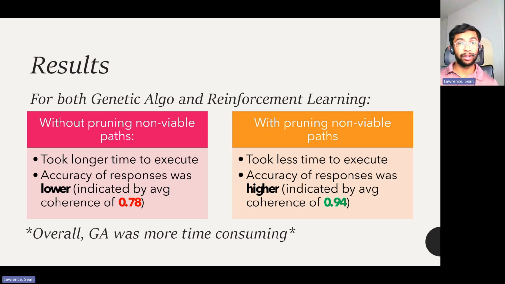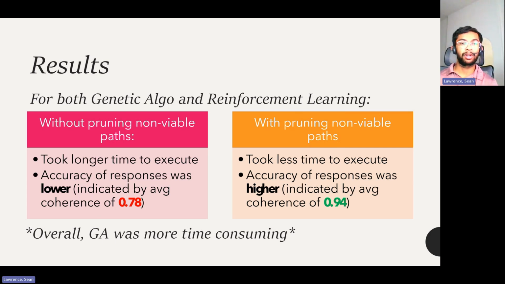So let's compare this to when we pruned non-viable paths for both the genetic and reinforcement algorithms. This was accomplished by limiting the number of tokens based on the coherence level, whether it was lower or higher than a certain threshold, which we defined as 0.95. We saw significant improvements in the coherence as well as the time it took to generate the text. The coherence level rose to an average of 0.94, which is pretty close to an accurate response.